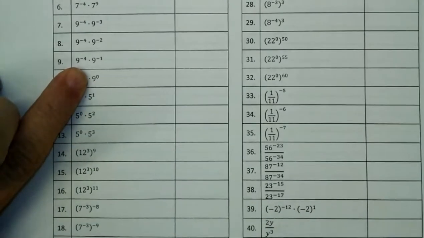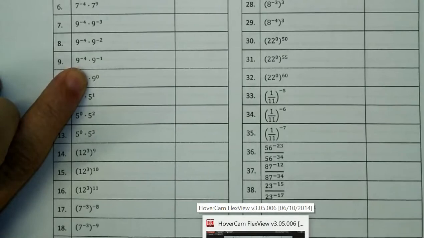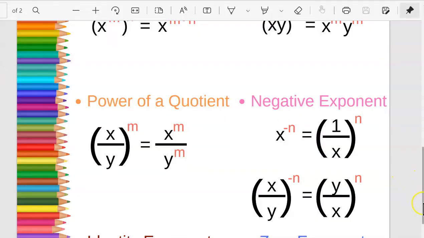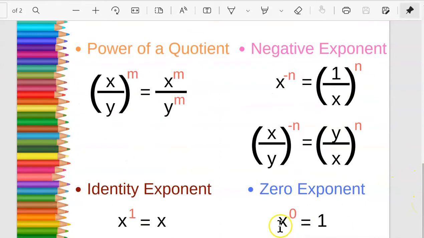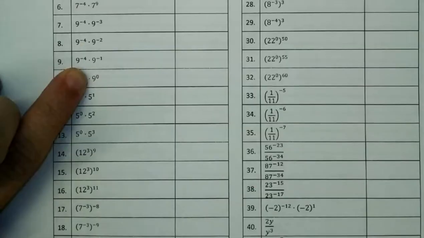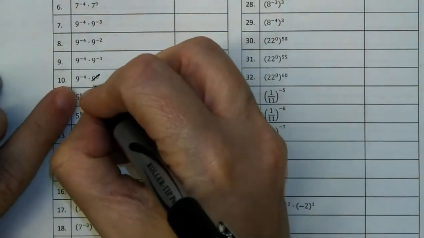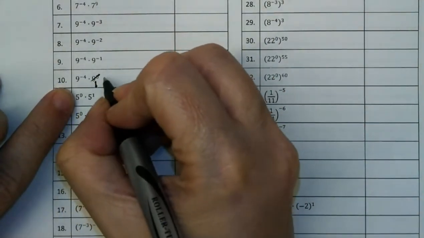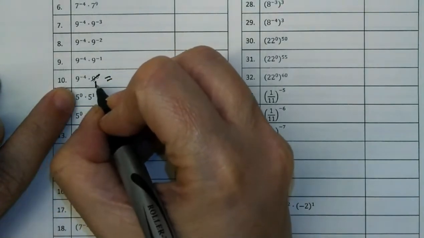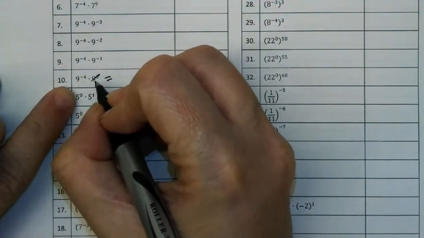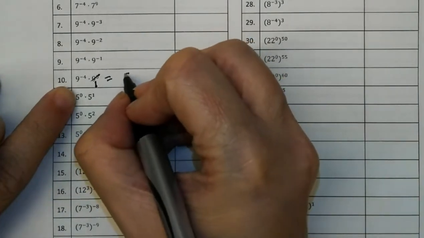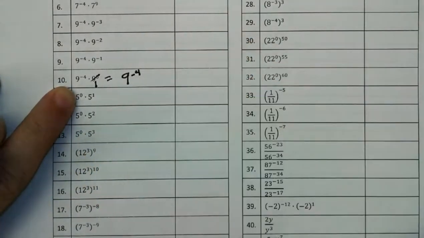Let's go ahead and look at our rules sheet. Let me flip over here. I have something to the 0 exponent. It says anything, any number, to the 0 power equals just the number 1. So if I have 9 to the 0 power, that's just the number 1. So this is 9 to the negative 4th power times 1. And 1 times anything is just itself. So that is just 9 to the negative 4th power.